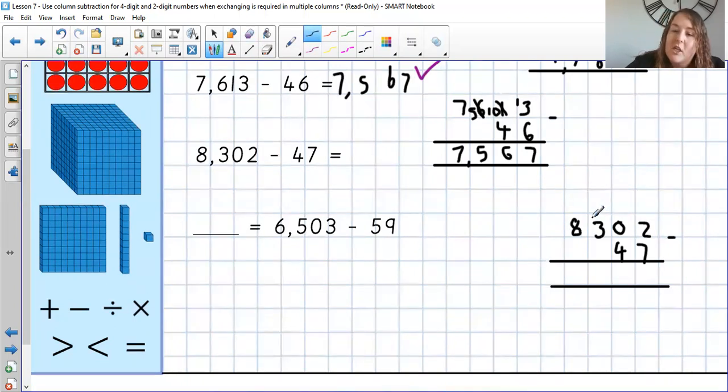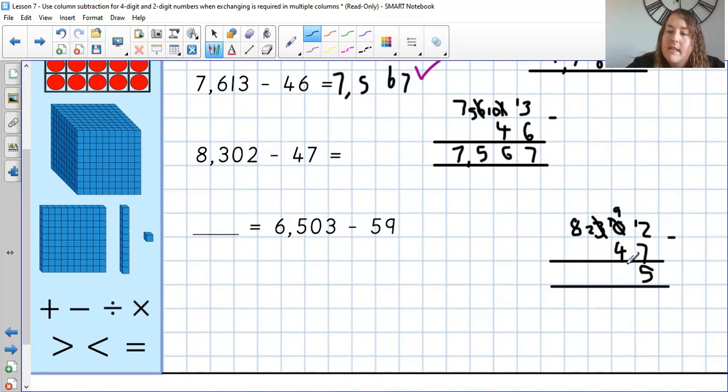So I'm going to need to exchange from my hundreds column and leave a 2 and pop my 1 in the tens column. And then I'm going to need to exchange that already, leaving a 9 and popping my 1 in my ones column. So I've now got 12 ones and 9 tens and 2 hundreds, so it's gone down 2. Okay, so 12 take away 7 is 5.